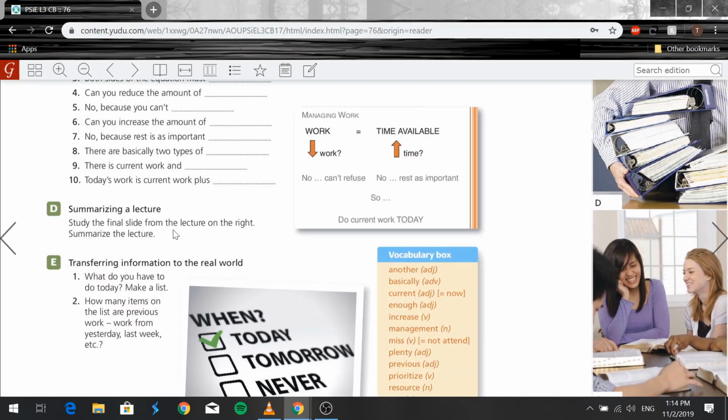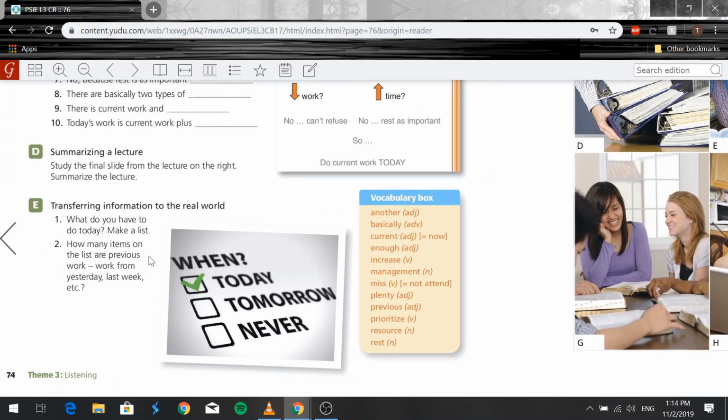So to start our summary, I'll just give you a possible model for a summary, you guys, but you should write this down on your own. I can say something along the lines of, you must balance the work and time equation, right? You can't simply refuse to do work, and you can't increase the amount of time you have because rest is also important, right? We could also say you should do current work at the correct time and don't let it become previous work, okay? Use these points to help you summarize the lecture, right?